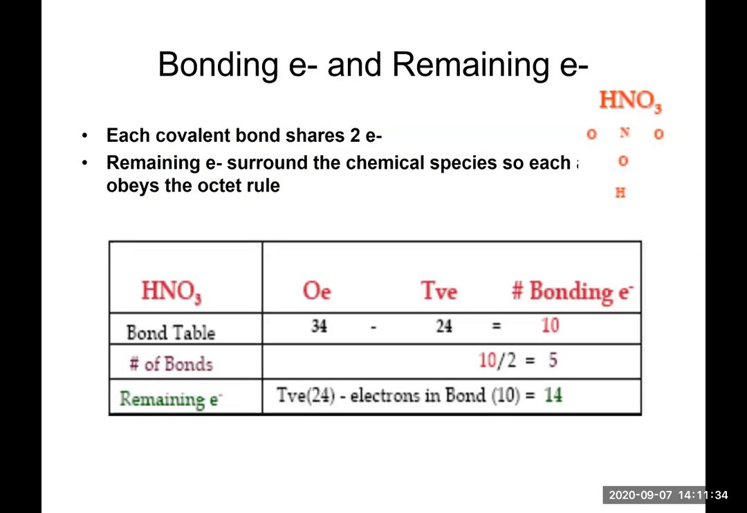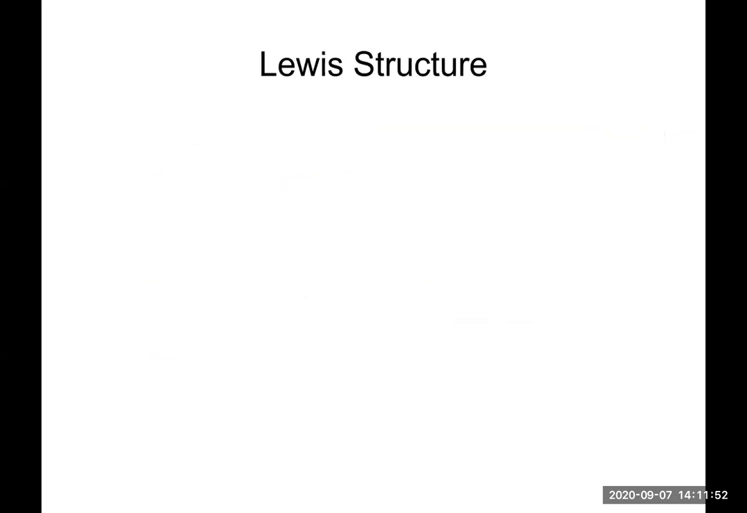So this slide is just showing you the rest of what we've already worked out. So I'm going to skip past it, but you may want to look at it at some point. It's telling you to divide the 10 by 2 so that you can get the number of bonds. And then showing you that you use the valence electrons minus those electrons we used for bonding to get the 14 electrons you're going to distribute around the structure.